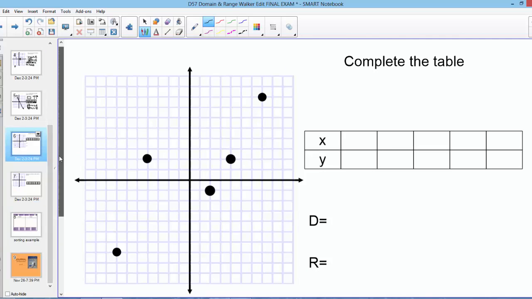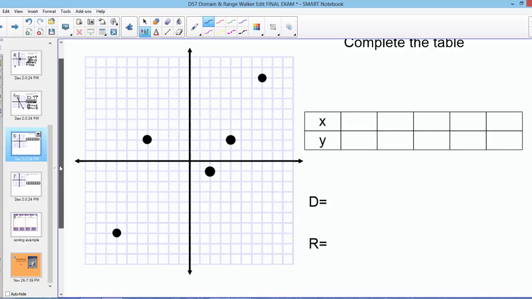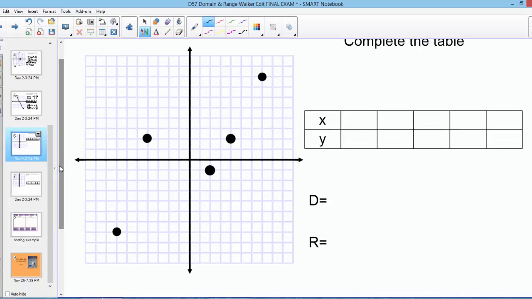This time we are given points on the graph, and then we're just going to fill out our table as well as our domain and range. So starting with our furthest point to the left, we have negative 1, 2, 3, 4, 5, 6, 7. Negative 7, negative 7.